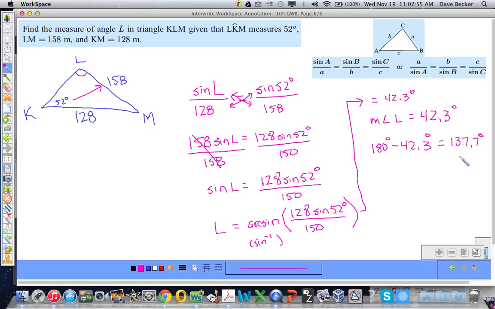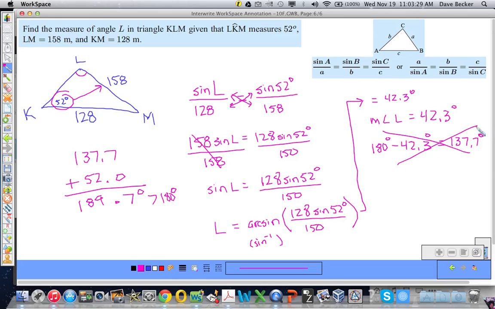But you always have to check. We for sure know that angle K is 52 degrees because we're told that right here, correct? So if I take 137.7 and I add 52 to that, what do I get? 0.7, 5 and 3 is 8. I get 189.7 degrees. Okay? Well, that is greater than 180 degrees, and that is impossible in a triangle, so this is not possible. So you always have to check that when you check your other angle.